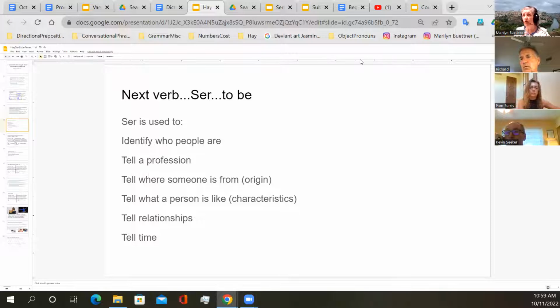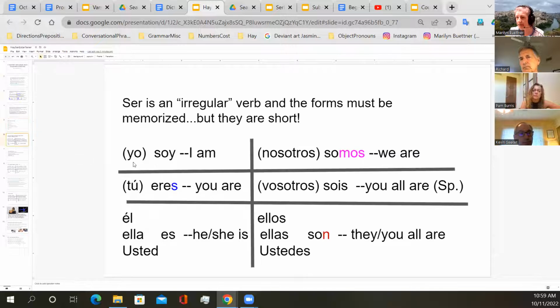We use it to tell where somebody is from. We use it to tell what that person is really like, their characteristics. We use it to talk about relationships, like if somebody is a mom or a child or a grandpa. And we use it to tell time, and we won't see telling time for quite a long time. Okay, here are the forms of ser.